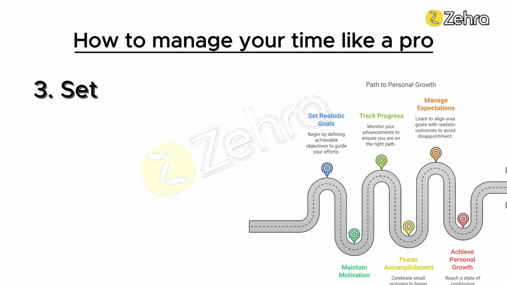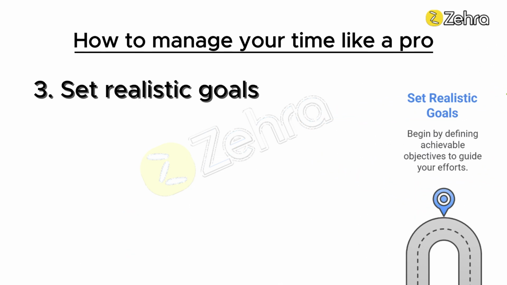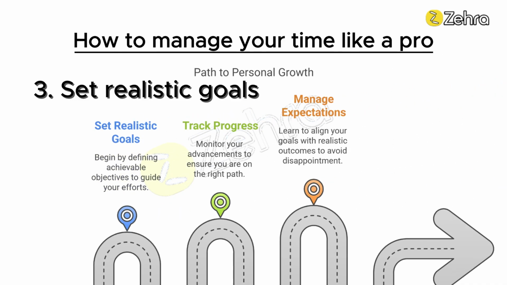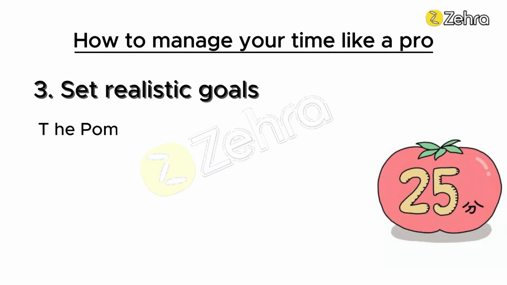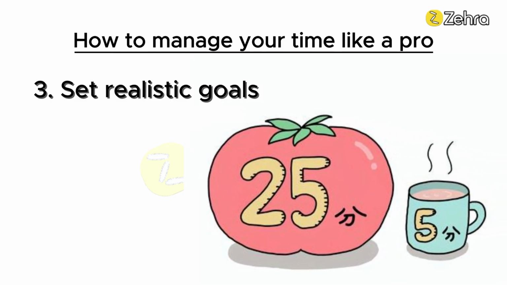Finally, set realistic goals. Overloading yourself leads to burnout. Keep it manageable. You can try to use techniques like the Pomodoro Technique. Study for 25 minutes, take a break for 5 minutes, and repeat. This method keeps your brain fresh and focused while preventing fatigue. After 4 Pomodoros, take a long break.